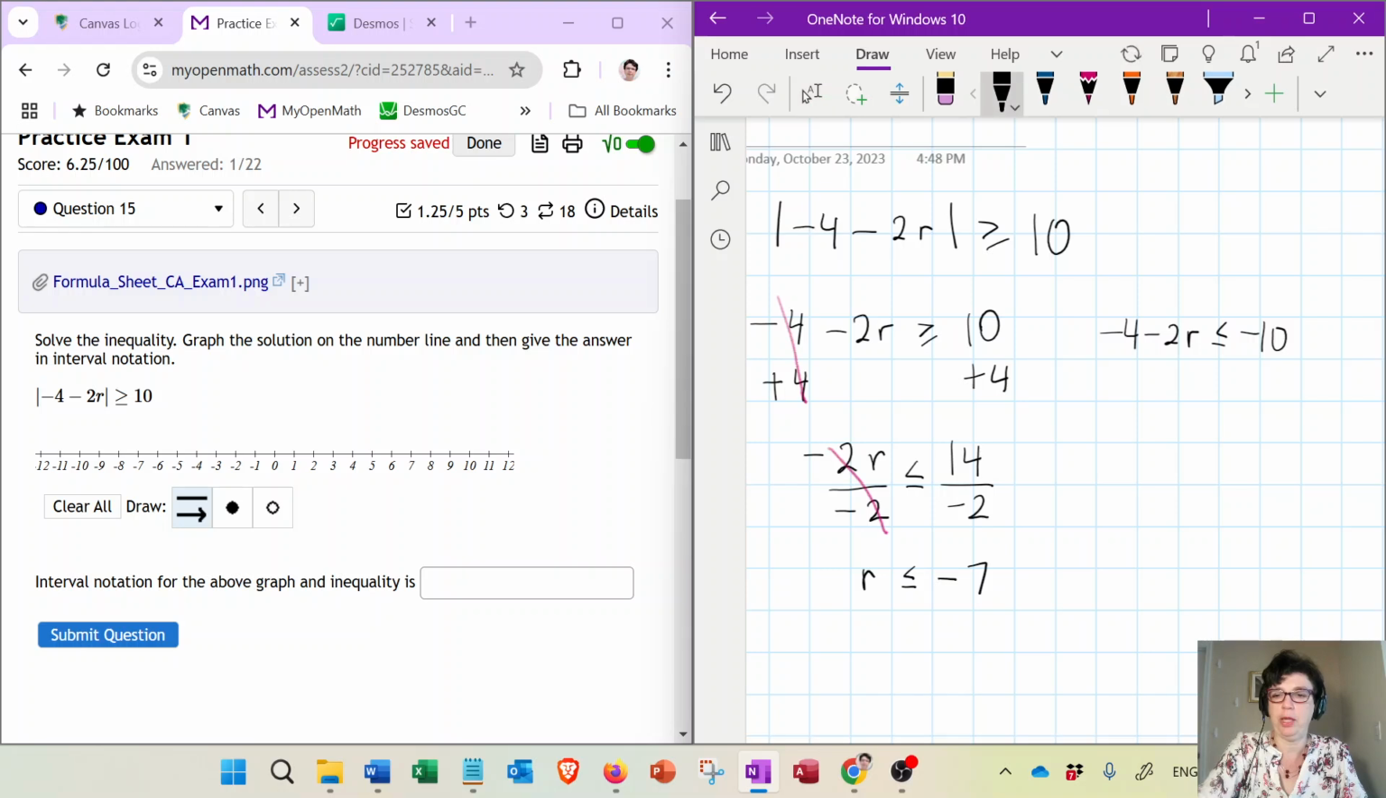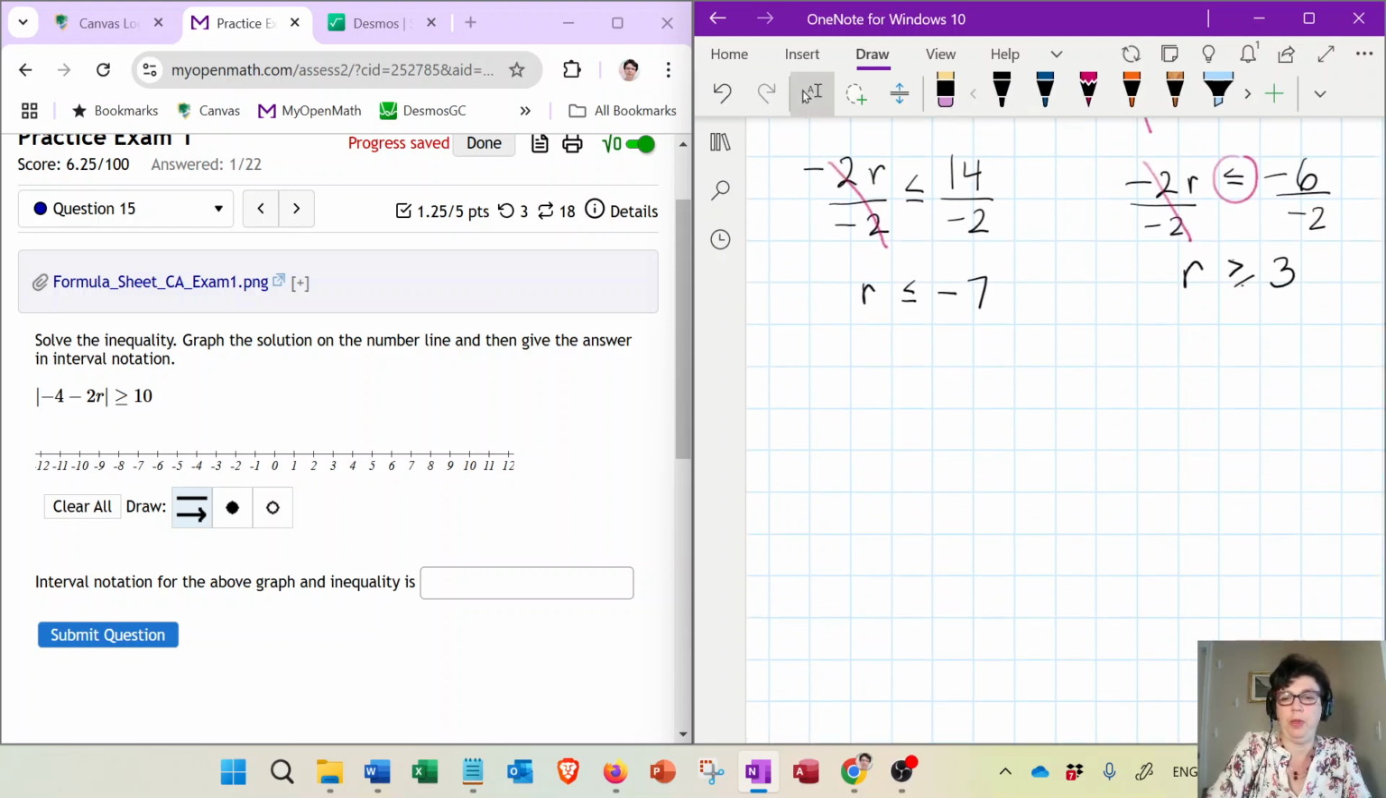Let's do the second part. Let's add 4 to both sides. We don't have to worry about the sign changing because we're adding a number. On the other side, I get negative 10 plus 4, which is negative 6. And again, I'm faced with the same problem of dividing both sides by a negative number. As I do that, the inequality has to flip. So I will get r, greater than or equal to, since negative 6 divided by negative 2 is positive 3.